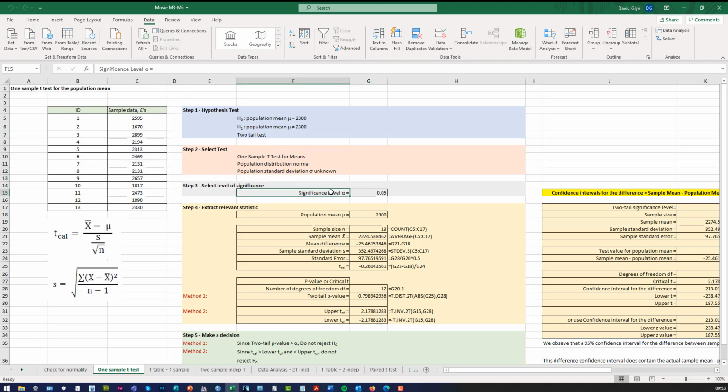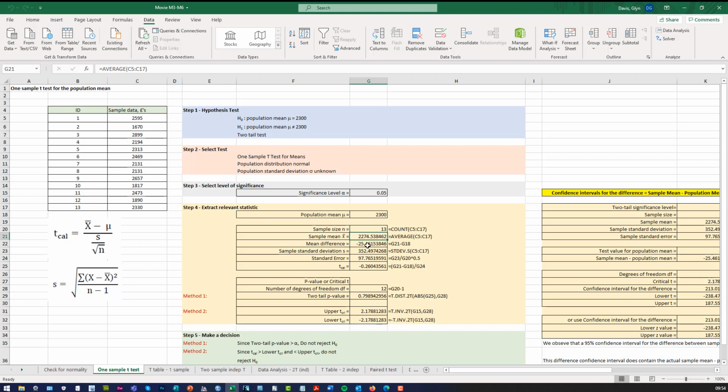Okay, so we set up this step structure: step 1, step 2, step 3 is to provide the significance level. We've decided to test at 5%, which is 0.05. Then step 4 is to extract all the relevant statistics that you need. You need the population mean, which is believed to be 2,300. You want the sample size, which is given by the Excel function COUNT, and is 13. We want the sample mean, which is the Excel function AVERAGE for that set of numbers, C5 to C17.